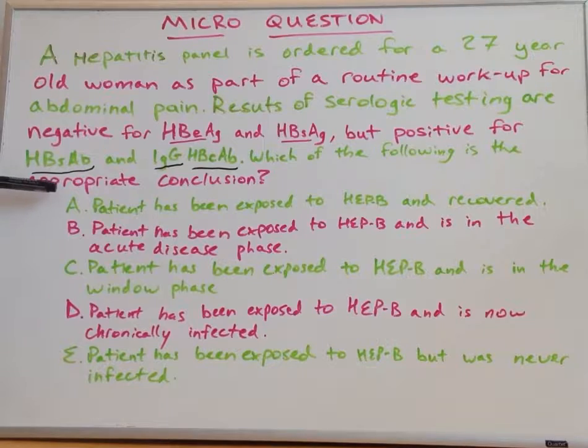A. The patient has been exposed to Hep B and recovered. B. The patient has been exposed to Hep B and is in the acute phase of the disease. C. Patient has been exposed to Hep B and is in the window phase. D. The patient has been exposed to Hep B and is now chronically infected. Or E. The patient has been exposed to Hep B but was never infected.